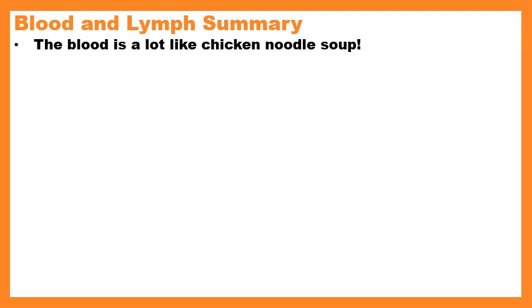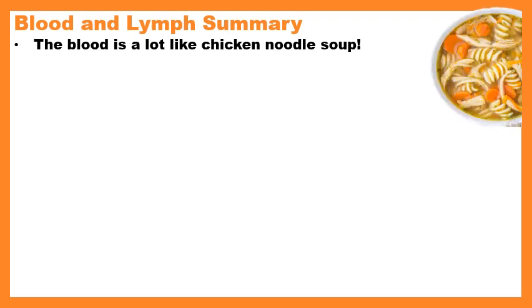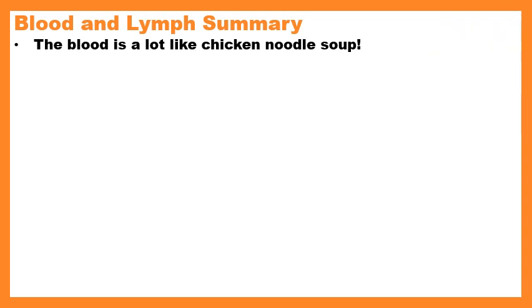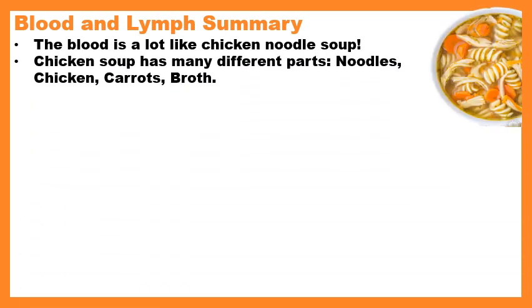So blood is a lot like chicken noodle soup. So what do I mean by that? Well, if you have chicken noodle soup, you know that it is not just all the same. It has many different parts. You've got your noodles, your chicken, your carrots, and your broth, which is the watery, salty part of the soup that actually makes it soup, right? Because when you think of soup, you think of a liquid.